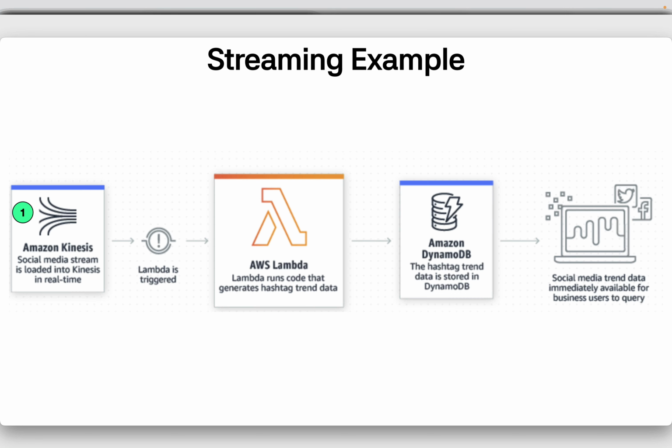And this is a streaming example. So first we have Amazon Kinesis. This captures real-time social media data streams. Second, Lambda gets triggered. The data stream triggers an AWS Lambda function. And the Lambda function processes the data to extract hashtag trends, for example. Then DynamoDB, which stores the trending data. And data querying. So the processed data is immediately available for querying by business users, likely for analytics or reporting purposes.